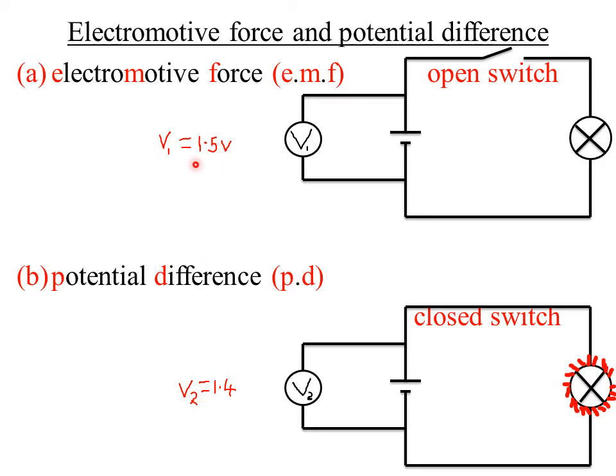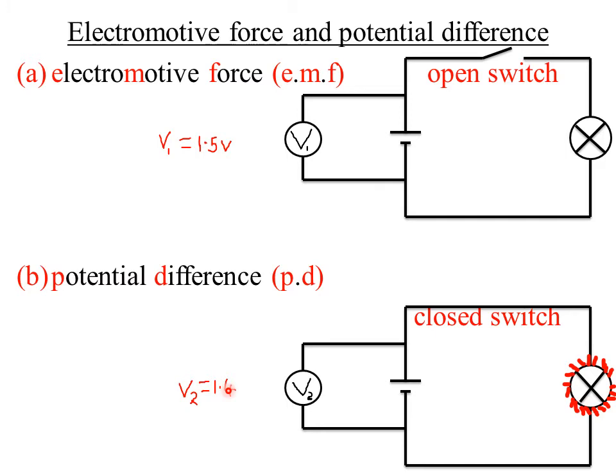Now remember, a dry cell, when it is new, we expect its voltage to be 1.5 volts. But when we measure the potential difference, that is when it is connected to other components, for example the bulb, the potential difference drops from the EMF, which was 1.5, to 1.4. So the amount of voltage lost, that is 1.5 minus 1.4, comes to 0.1. That 0.1 we call the lost voltage.